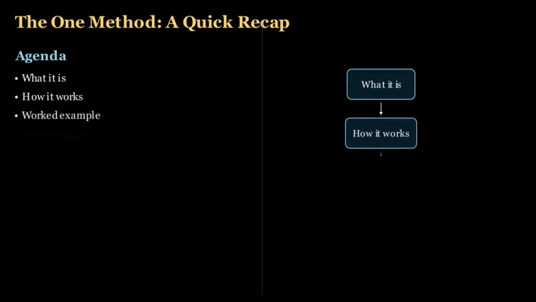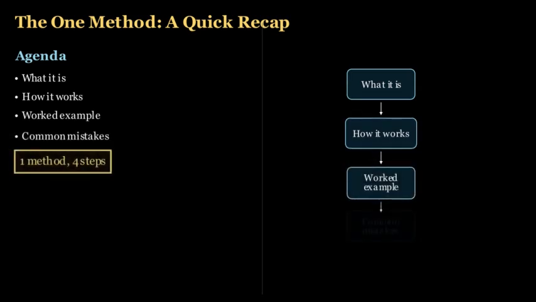In this quick recap, we'll pull everything together into a single, repeatable flowchart. We'll see what the one method is, walk through how its four steps connect, solve a complete problem together, and highlight the two most common mistakes that can break the chain. By the end, you'll have a mental tool that works for every reaction calculation you'll meet.